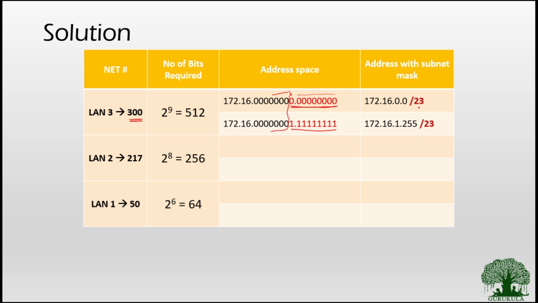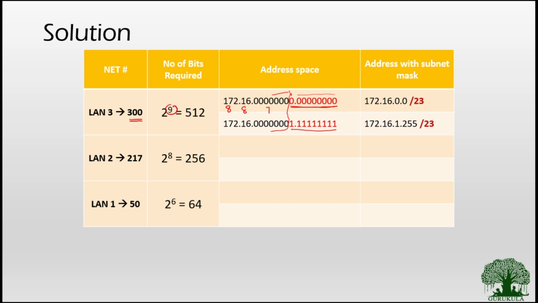Next, the /n representation is used to represent the subnet mask. How is this 23 obtained? I have 8 bits here, 8 bits here, and 7 bits here. So 16 plus 7 is 23, the number of bits used for representing the network part.